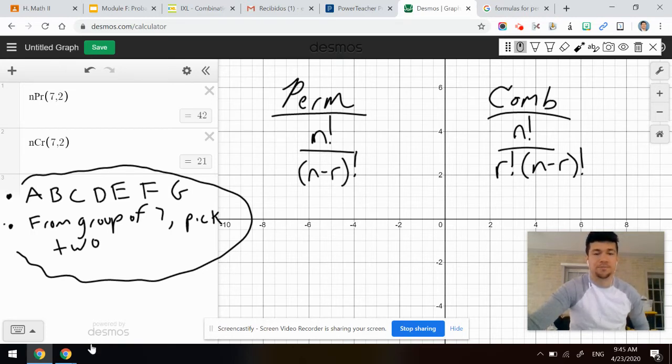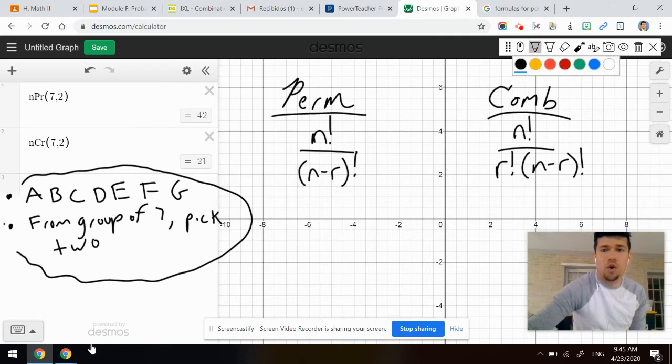Your N value is how large is the space, and your R value is how many you are choosing from that space. So basically the difference between a permutation and a combination is that for a permutation, you'll hear this over and over, the order matters. That means if I have a group of 7, and I'm going to use the group of 7 right here so you can see how the answers are correct, if I have a group of 7, I'm going to pick 2, and whatever order it's in actually matters.